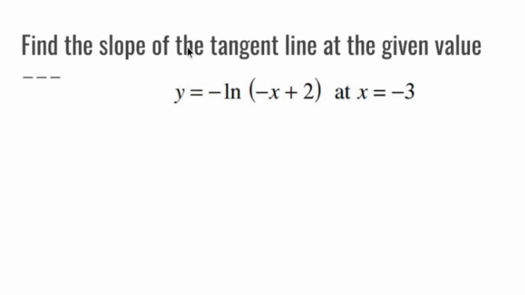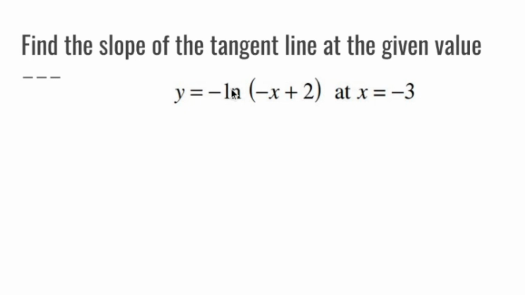Find the slope of the tangent line at the given value. All right, so in order to find the slope of the tangent line, derivative means slope. So the slope of the tangent line requires me to take the derivative of this guy and then plug in -3 for x.